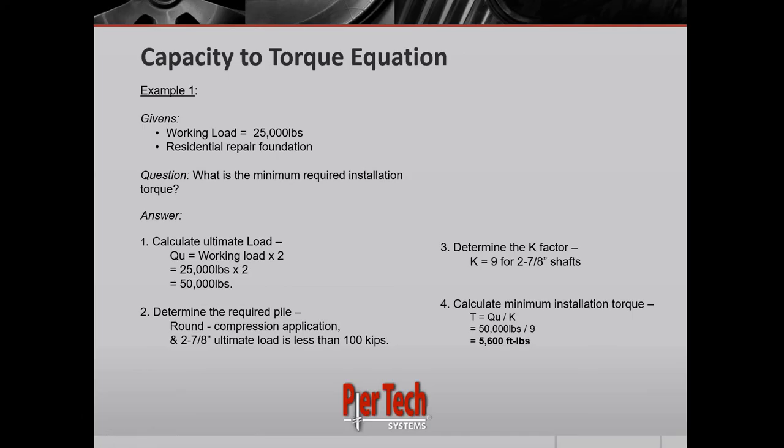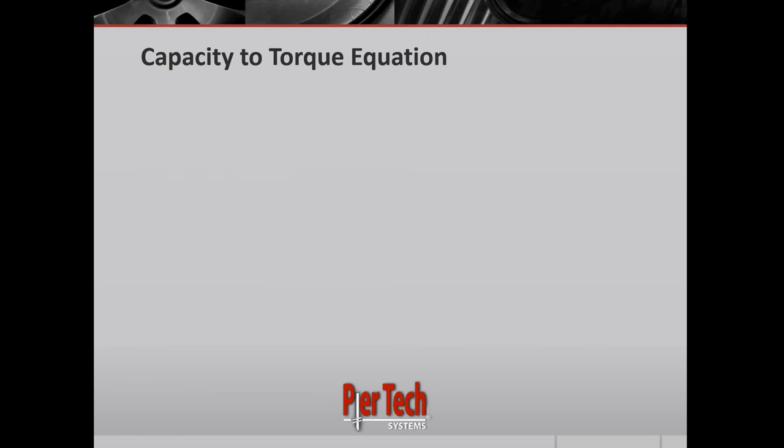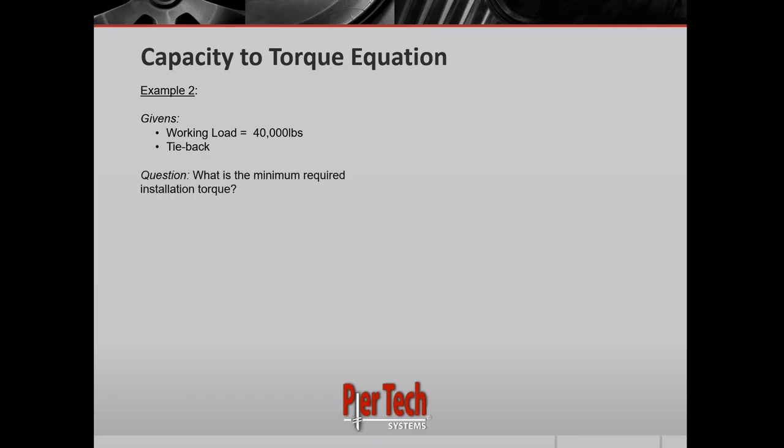All right, so we've taken our first run at going from working load to installation torque. I hope that everyone has a good understanding of that. For those who don't, we're going to go through one more example. And the same givens here. We're going to have the working load of 40,000 pounds for a tieback application. Question I have for you is, what is the minimum required installation torque?